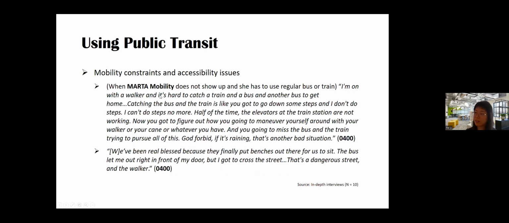And for their own mobility constraints and accessibility issues, they talk about how some MARTA stations, although all the stations are designed to be accessible, sometimes the elevators don't work and there are stairs, or they have to cross the street, which seems dangerous with the walker.